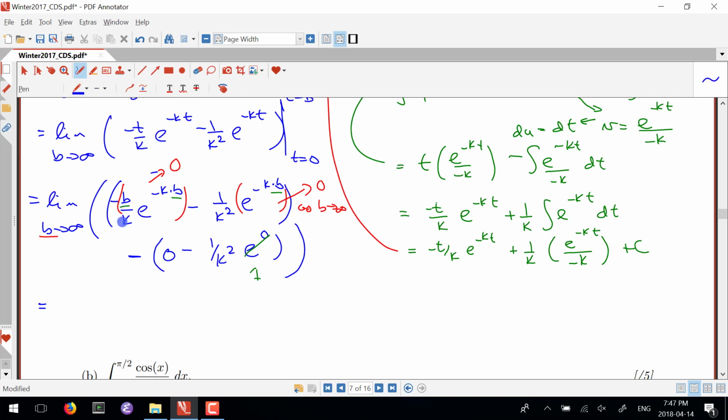And with that calculation done, we actually have two terms that go to 0, a third term that went to 0, and we're simply left with 1 over k squared. So you'd say that the integral converges to 1 over k squared. And we're good to go.